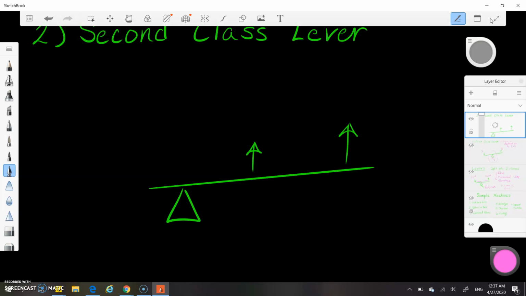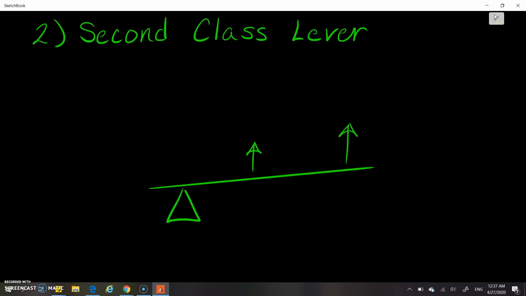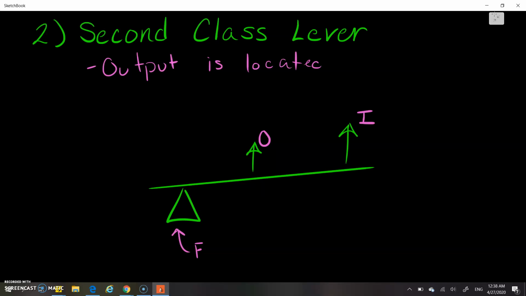Moving on to second class levers. So second class levers, this time you can see that the fulcrum is on the edge, and for this one our output is in the middle, but the input is on the edge. So this time the output is located between the fulcrum and input.